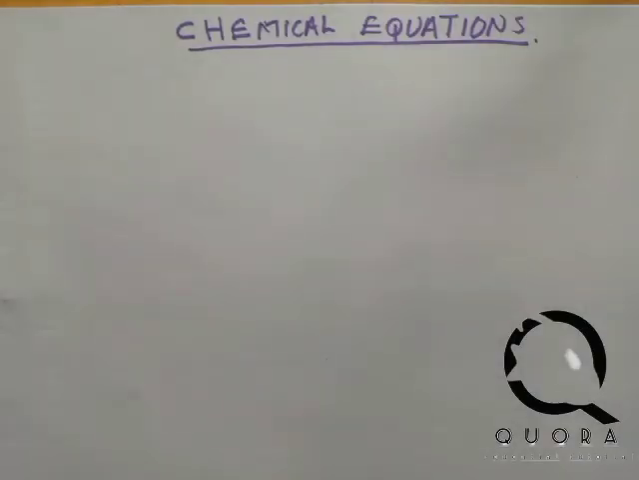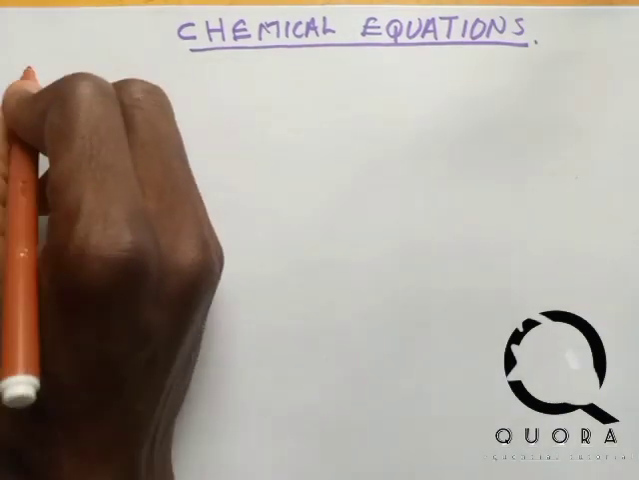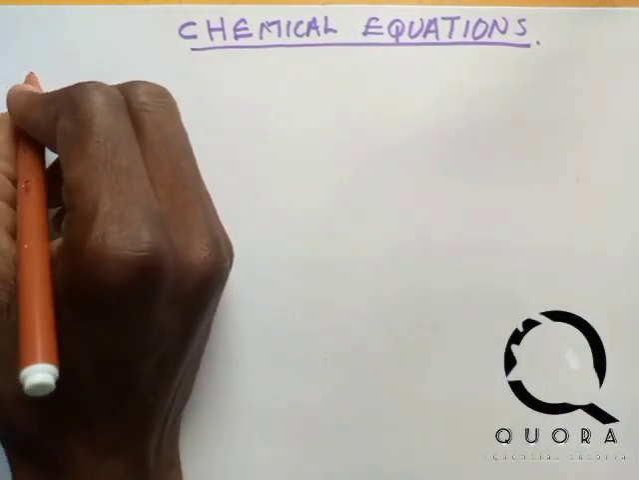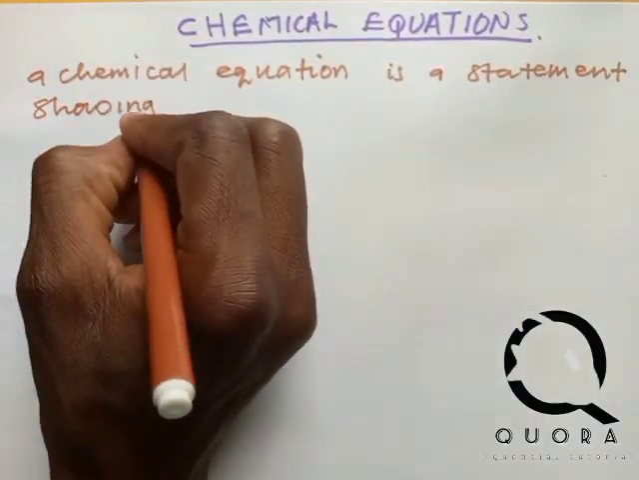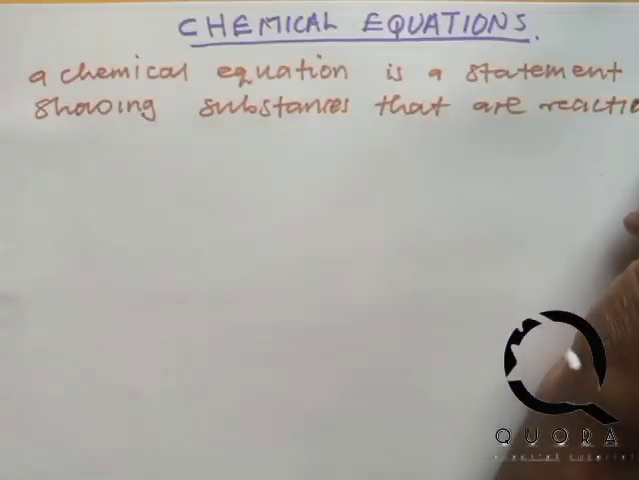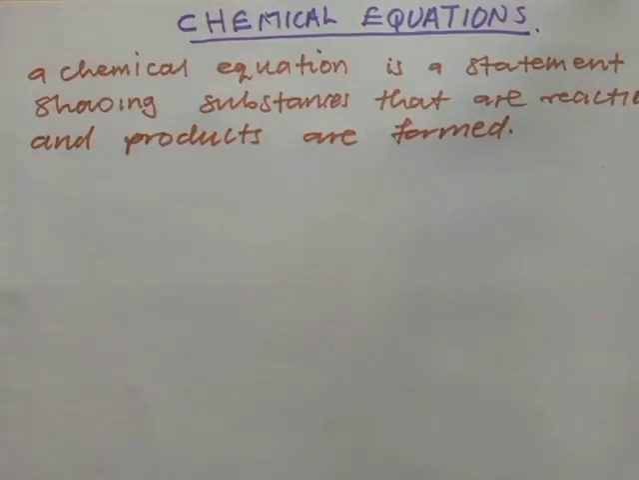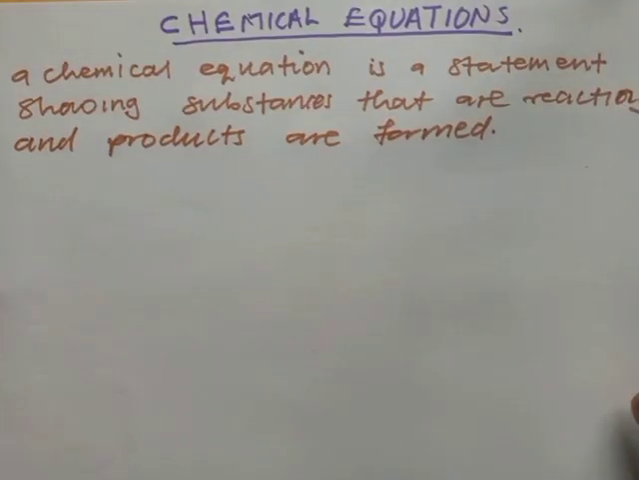Welcome to this video where we are going to focus on chemical equations. So in simple definition, if you want to define what a chemical equation is, a chemical equation is defined as follows. So here I'll just say a chemical equation. So that is a simple definition of a chemical equation.